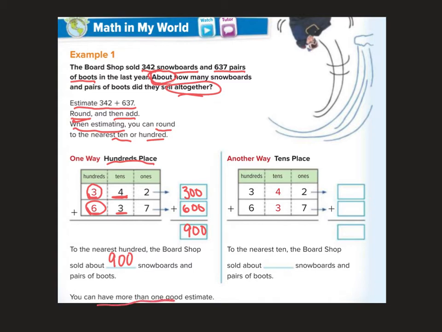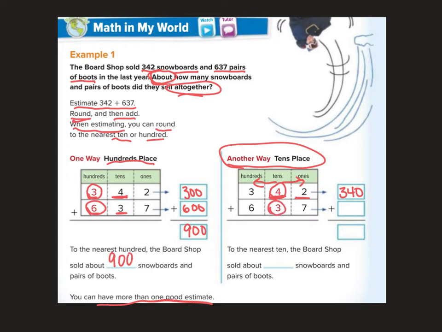But you can have more than one good estimate, guys. When we're estimating, it's not always like a cut and dry answer. Okay, so let's try the tens place. So let's try estimating to the tens place. Here we go. Circle the 4, underline the 2. 2 is 4 or less, so it's going to keep the 4 the same. So this would round to 340, right? All the digits to the left we keep the same. All the digits to the right become zeros.